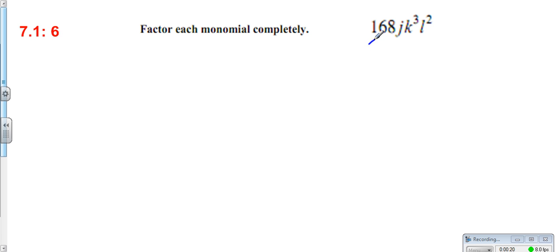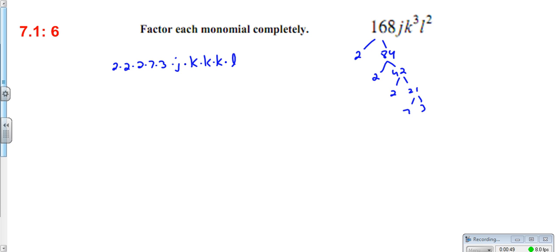So 168 we would factor by going 2 times 84, and then 2 times 42, 2 times 21, and 7 times 3. So we would say 2 times 2 times 2 times 7 times 3 times j times k, k, k, l, l. Okay, so the mistakes that occurred were mainly with breaking down 168.